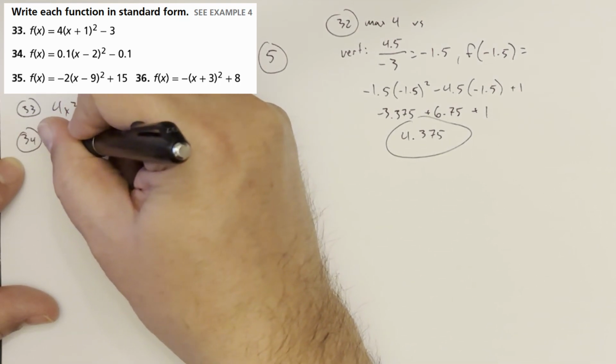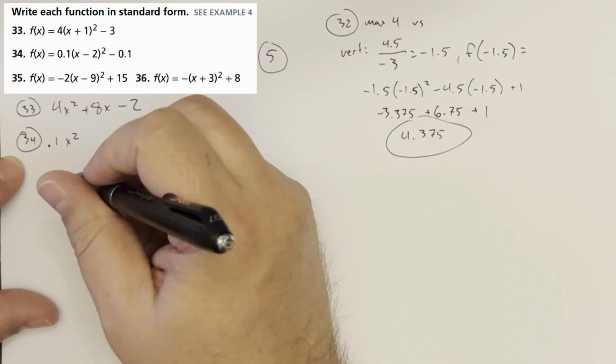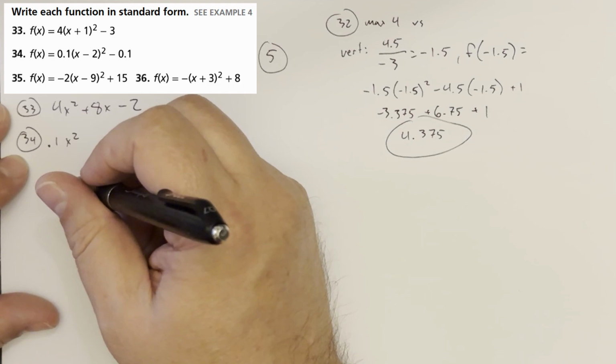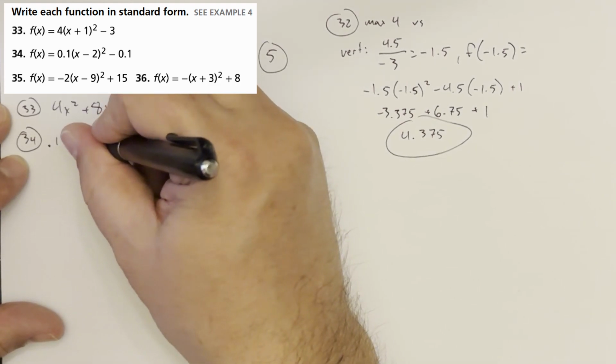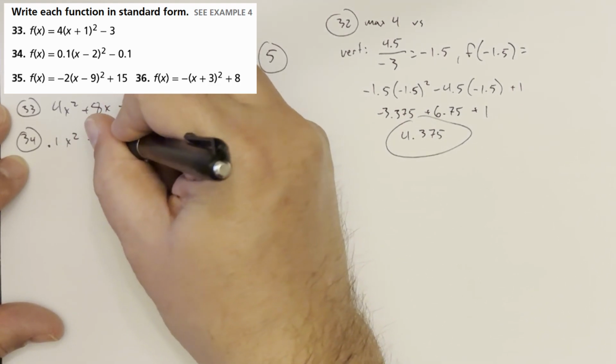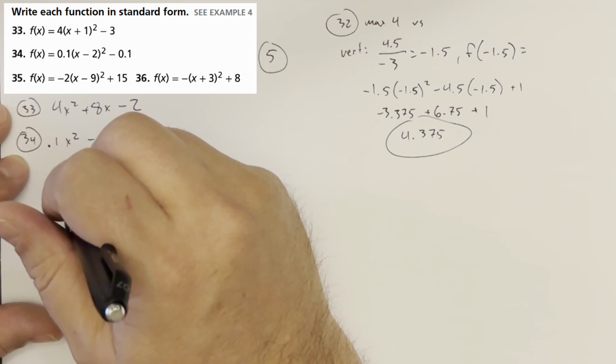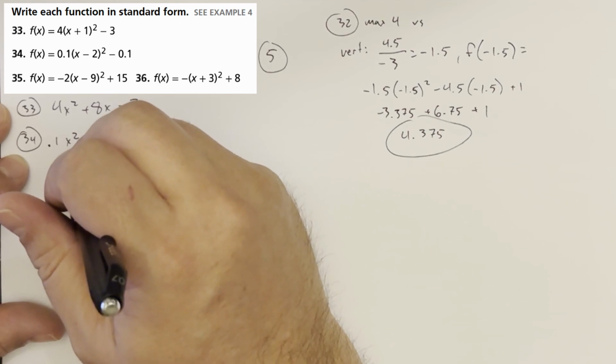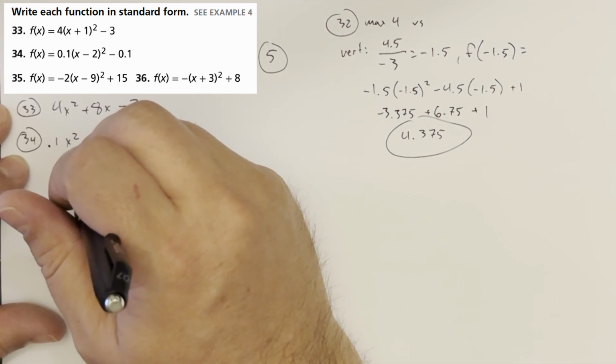Second one, x squared times 0.1. And then negative 4x times 0.1 is minus 0.4x. Then positive 4 times 0.1 is 0.4. Minus 0.1 is 0.3.